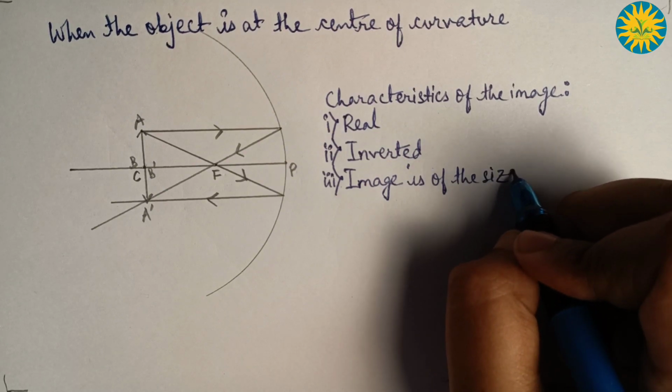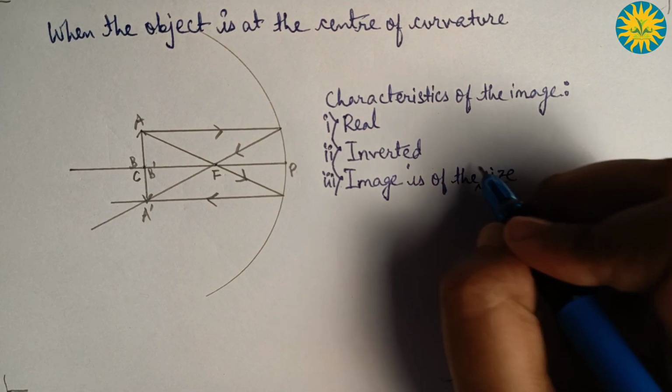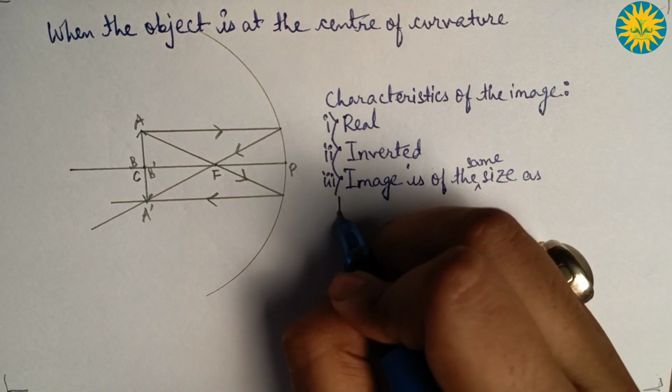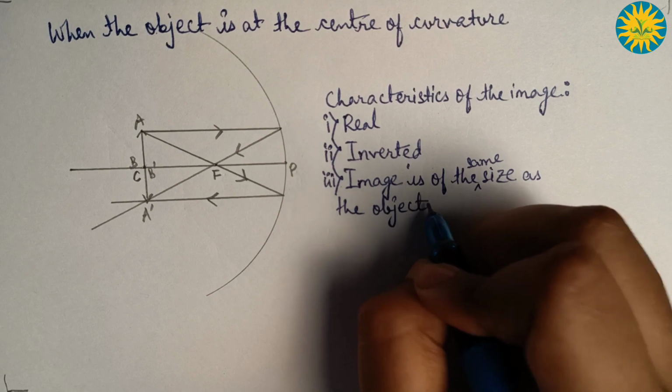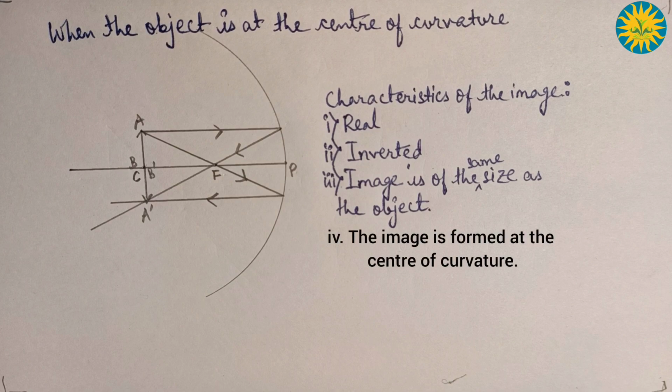The image size is same. The image size is same as that of the object. So these are the three characteristics, that is, the image is real, it's inverted, and it is same size as the object. Now the position of the image is formed at the center of curvature.